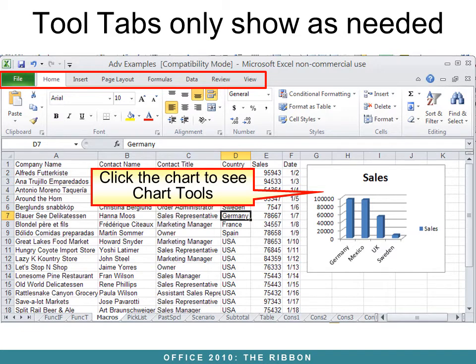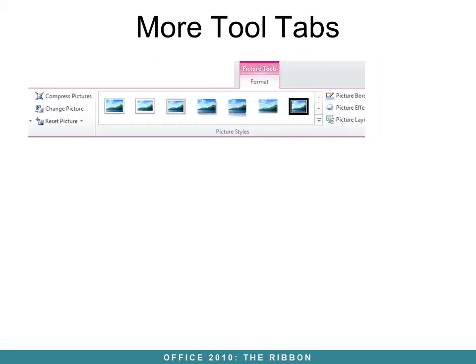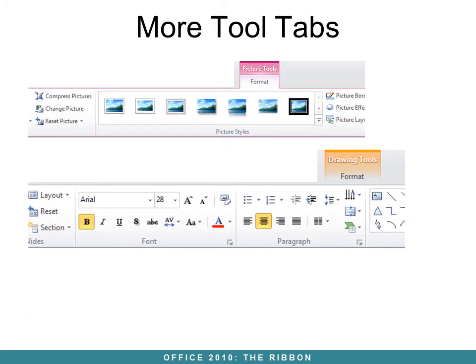Tool tabs only show as needed. For example, right now there's no chart tool tab up here, but as soon as I click on the chart, then all the chart tool tabs come available, and that can be a little frustrating if you don't understand that concept. It's important to know if they're color-coded like this, then they are only going to show when you've clicked on something in particular. Then here's some more tool tabs, very specific ones.